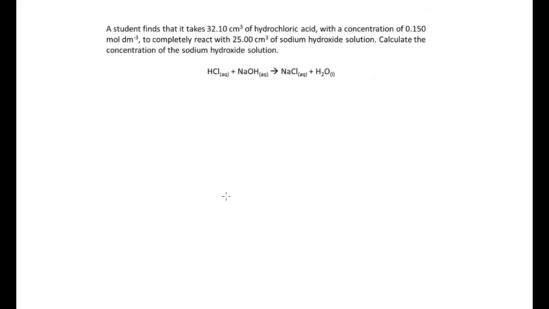Okay, question number 1. A student finds that it takes 32.10 centimeters cubed of hydrochloric acid with a concentration of 0.150 mole per decimeter cubed to completely react with 25 centimeters cubed of sodium hydroxide solution. Calculate the concentration of the sodium hydroxide solution, and then you're given a lovely little reaction between hydrochloric acid and sodium hydroxide. Now I'm not going to go into the details of titrations here, because it's not really needed for this question.